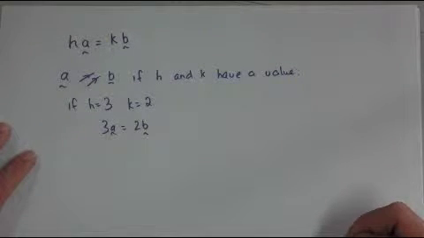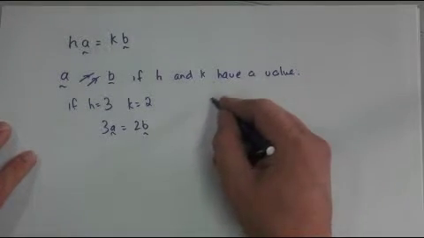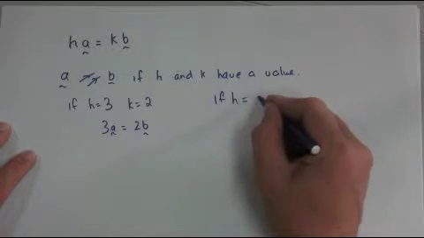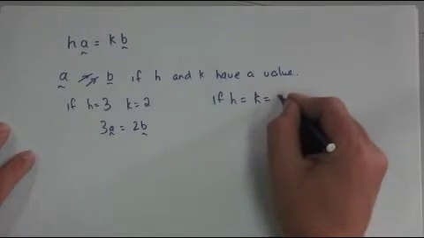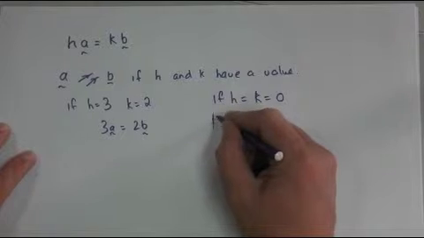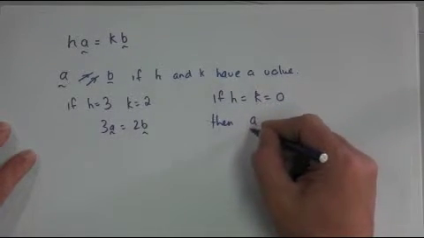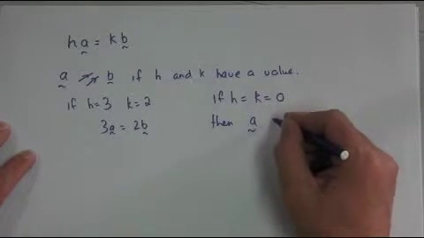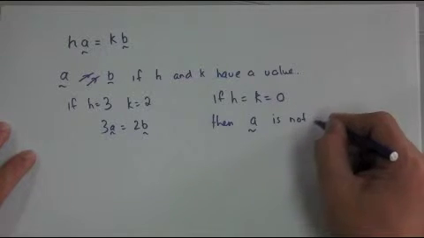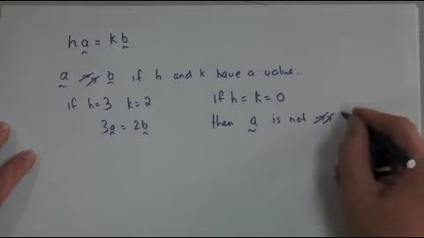The only case then where we'd have vector a and b not being parallel is in this case if h was equal to k and both of them were equal to 0, then we can say that a is not parallel to b.